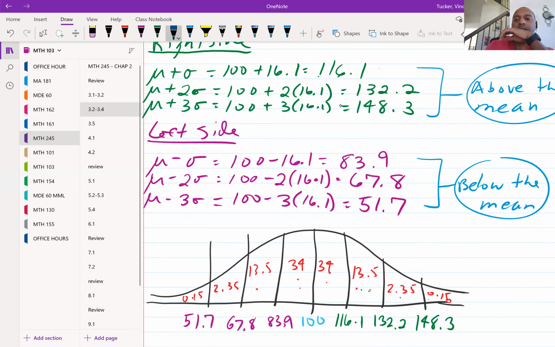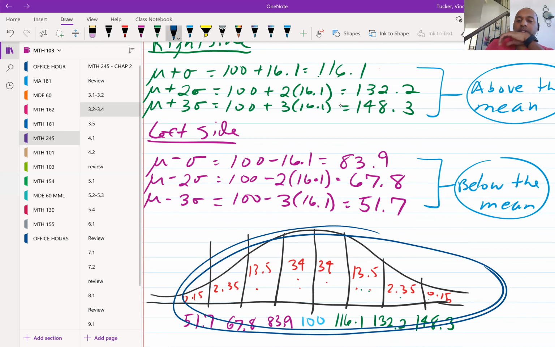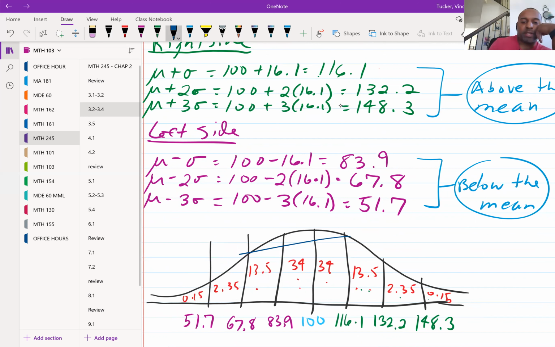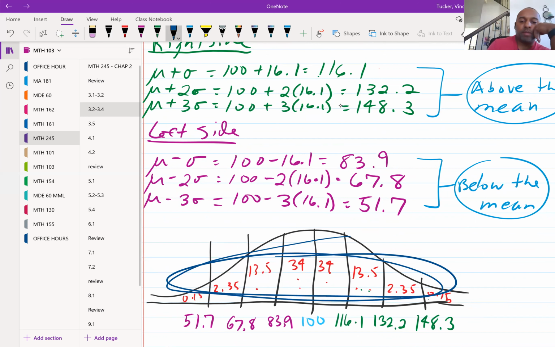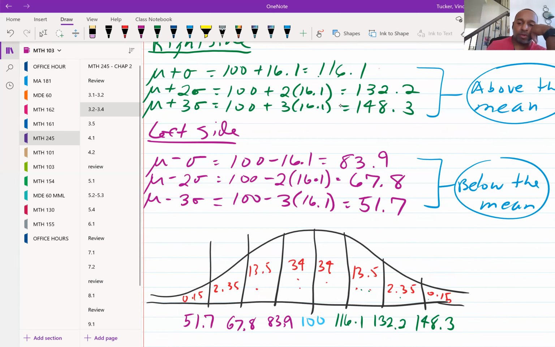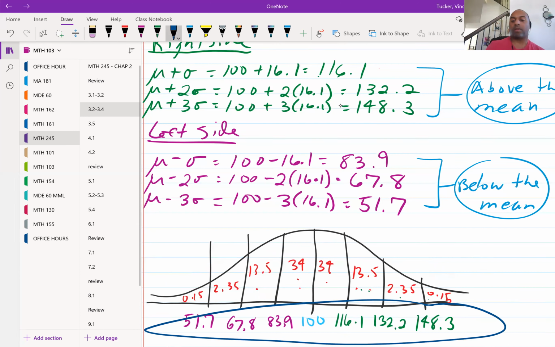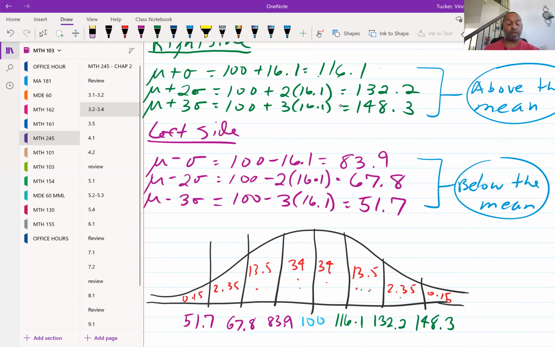All right, guys, we're finishing up with the empirical rule. This is the diagram right here. Once again, remember I said those percentages do not change. So 34%, 13.5, 2.35, 0.15, that stays the same. The numbers down at the bottom are the values that will change according to what your data values are.